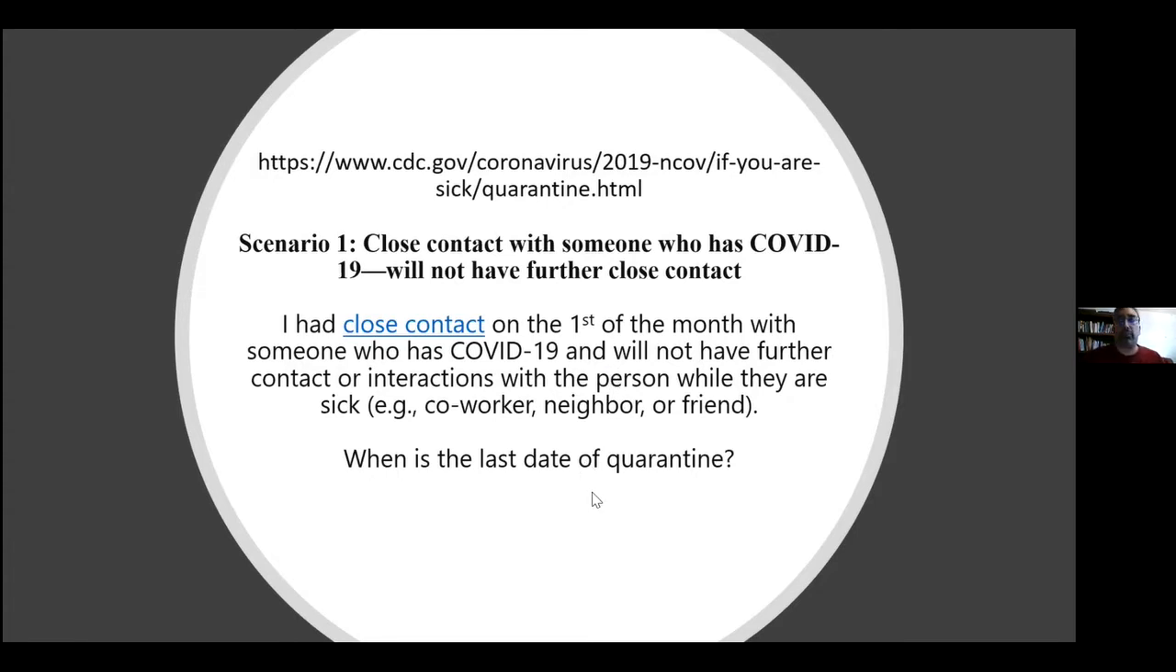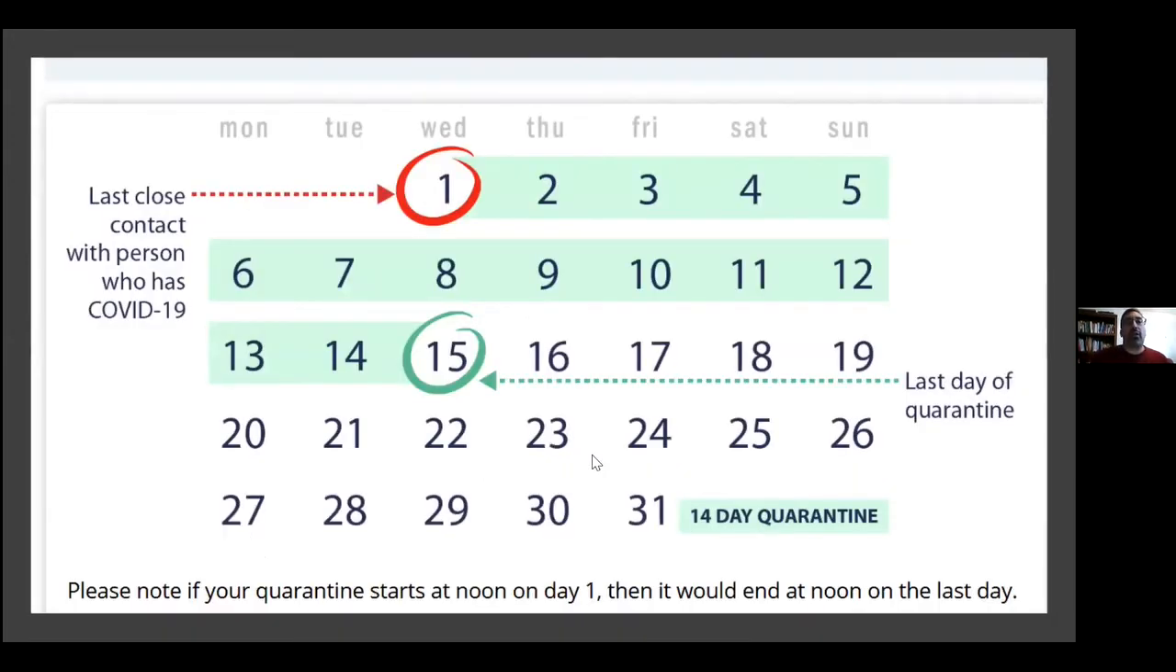The 15th. Yeah, that's right. So we start on the 1st and we're quarantined for exactly 14 days. If this is our last close contact with a person with COVID-19, this would be day 1 on the 2nd, and then we keep going forward until we get to 14 days later, which would be on the 15th, the last day of quarantine.